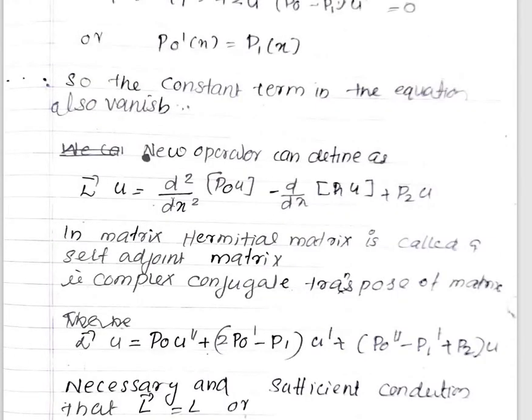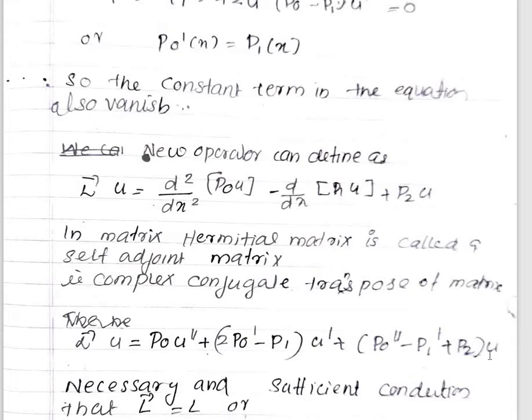When we do this differentiation, you will get this equation as L of u, and we are rearranging the terms corresponding to u double dash, u dash and u. You will get Lu as p0 u double dash plus 2 p0 dash minus p1 into u dash plus p0 double dash minus p1 dash plus p2 into u.